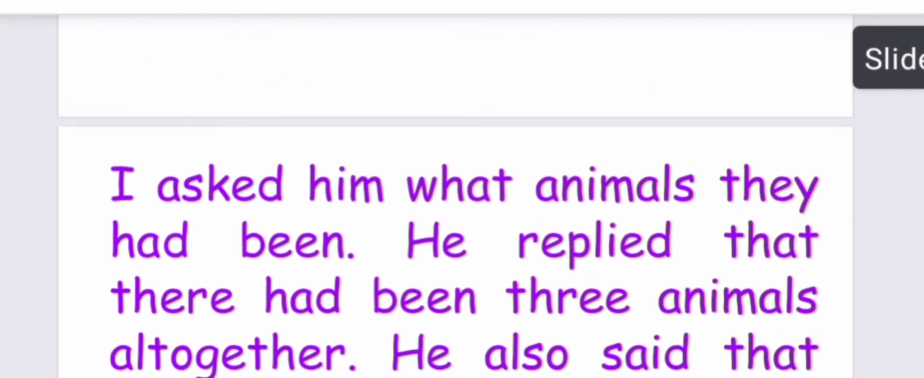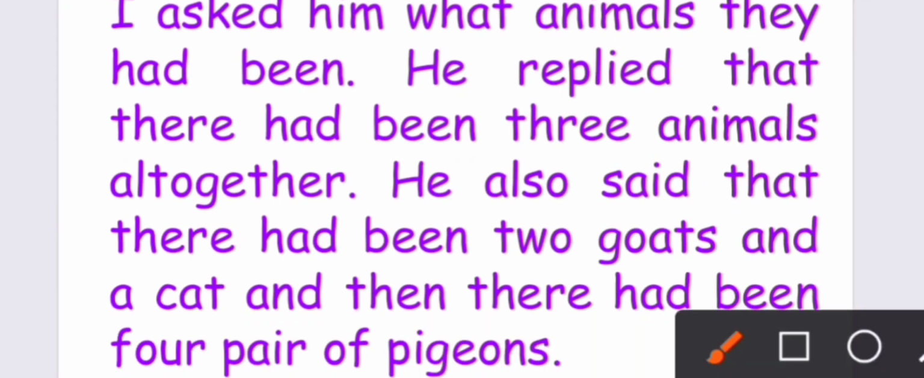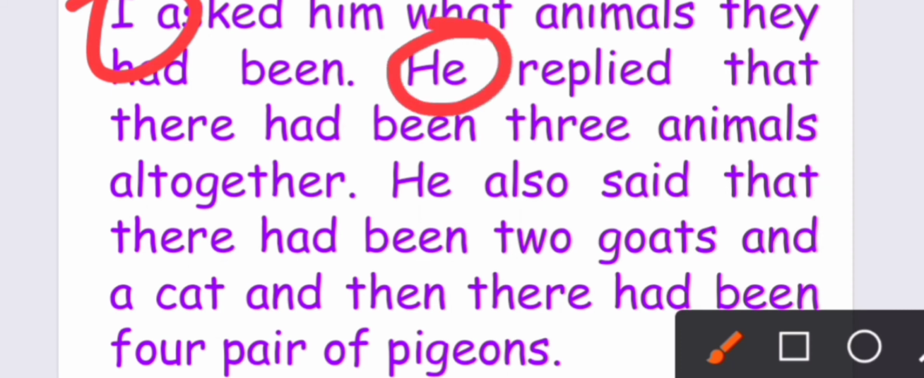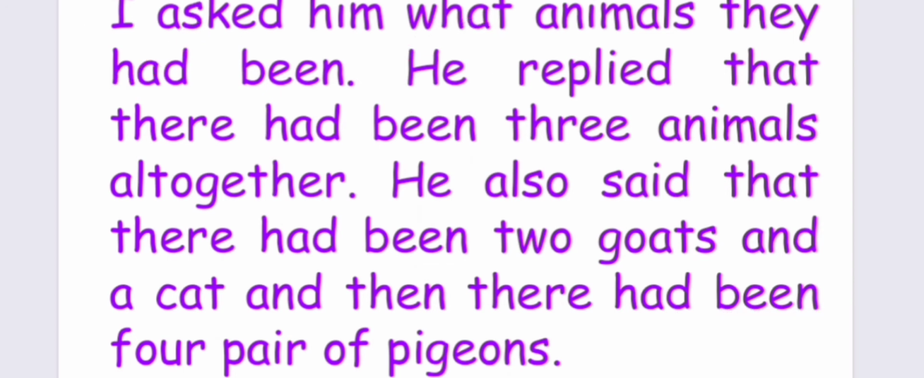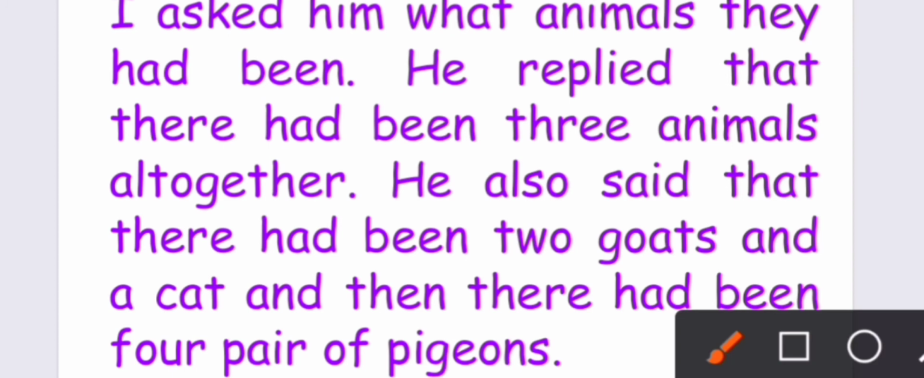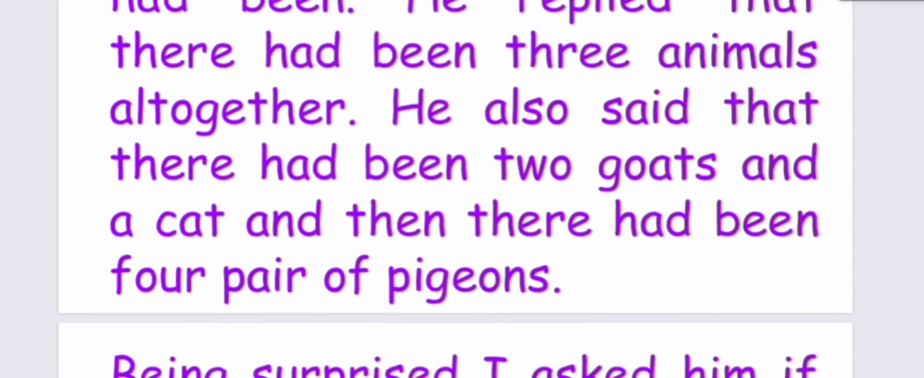So learners, if we observe this passage narration given in the indirect speech, there are 2 speakers. The first one is I, that is you yourself, or it's me, myself. And the second one is he, 2 speakers, I and he. Okay learners, let us go for the solution. You can see the first sentence is I asked him. So it is an interrogative sentence.